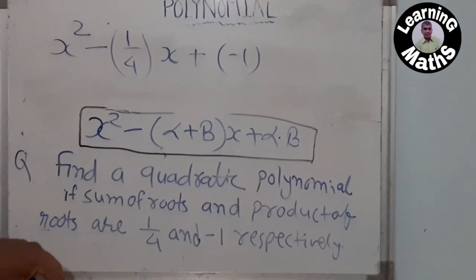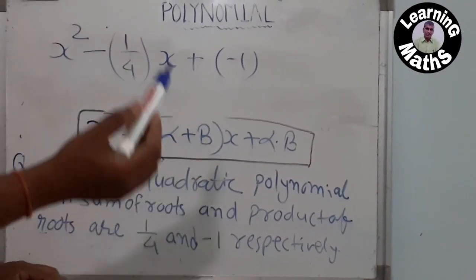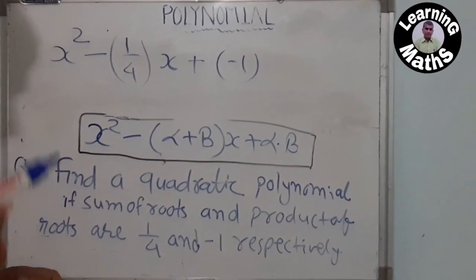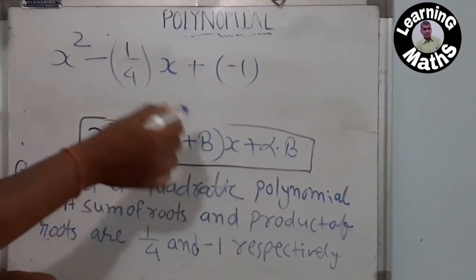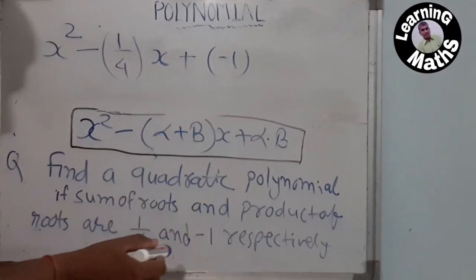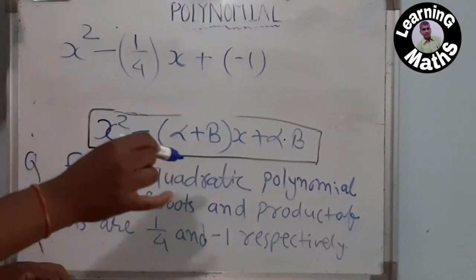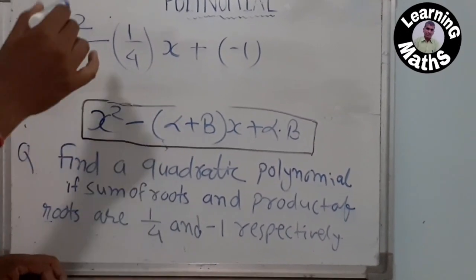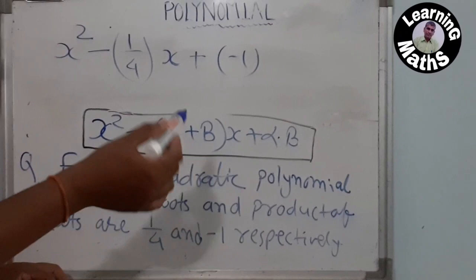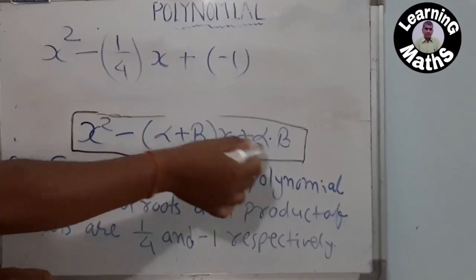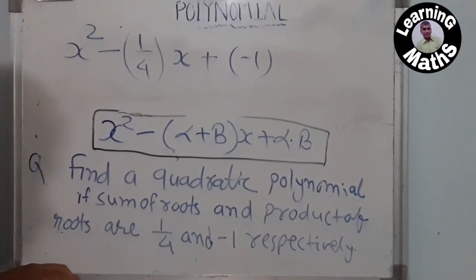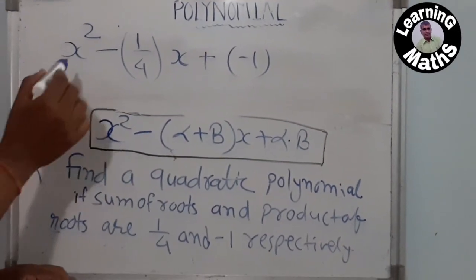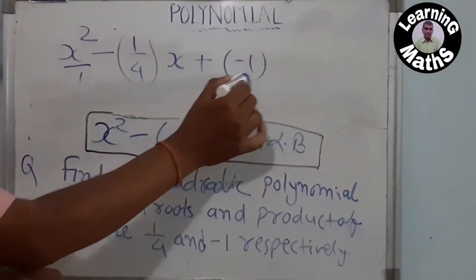Sometimes alpha and beta are given. If alpha and beta are given, then you have to add them to get alpha plus beta. Here alpha plus beta is given, and alpha into beta is also given. Sometimes alpha is given and beta is given. In that case, you have to find alpha plus beta first, then the product of alpha and beta. Then you put alpha plus beta and alpha into beta in the quadratic formula. X square minus 1 by 4 x minus 1. Now here by 1, here by 1.